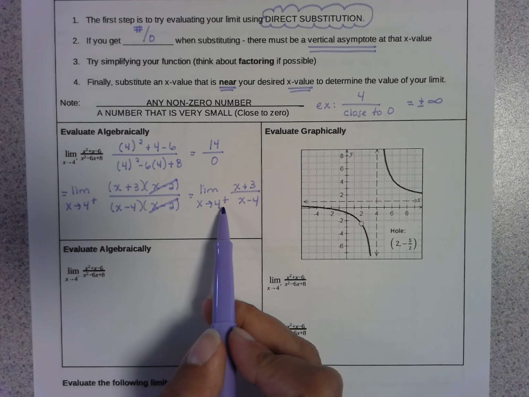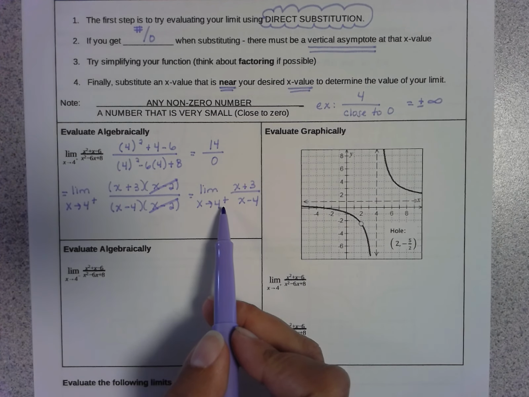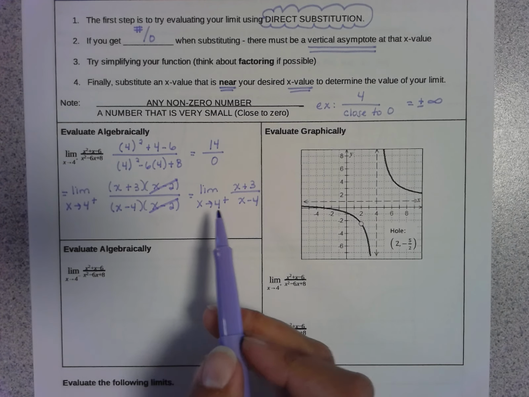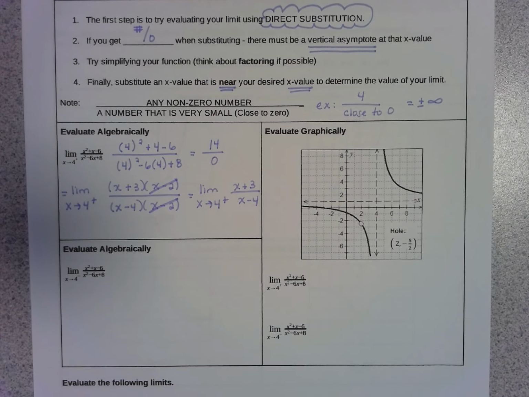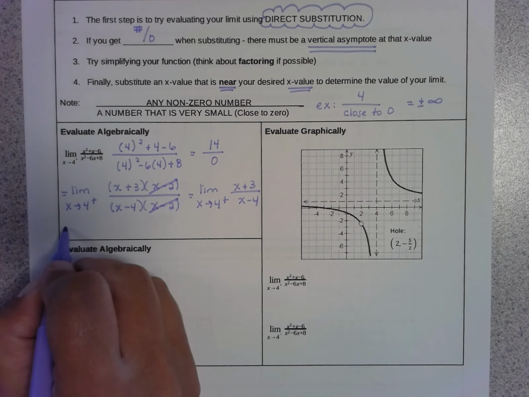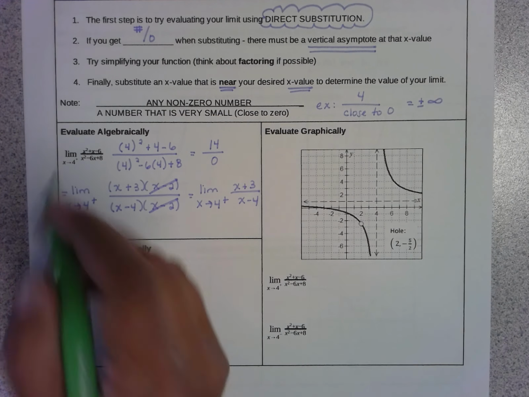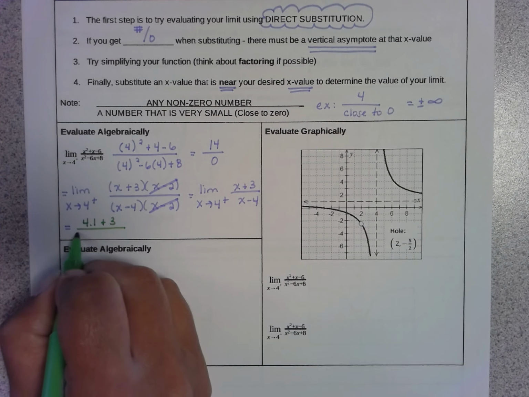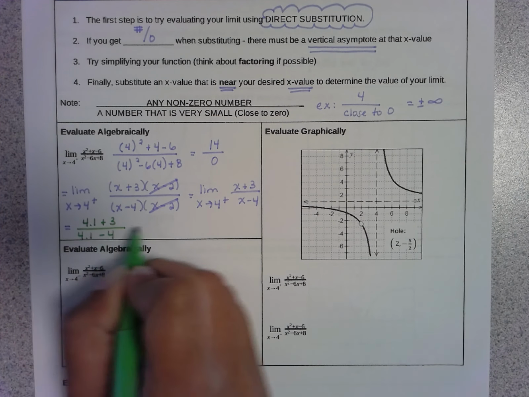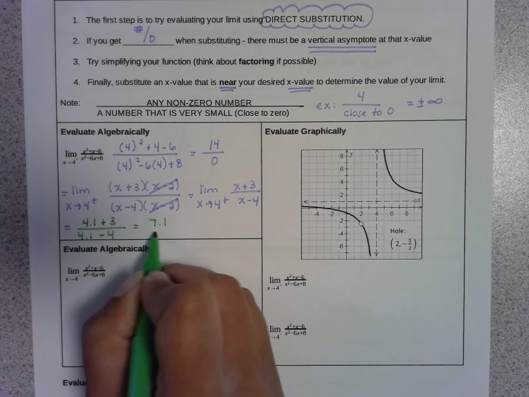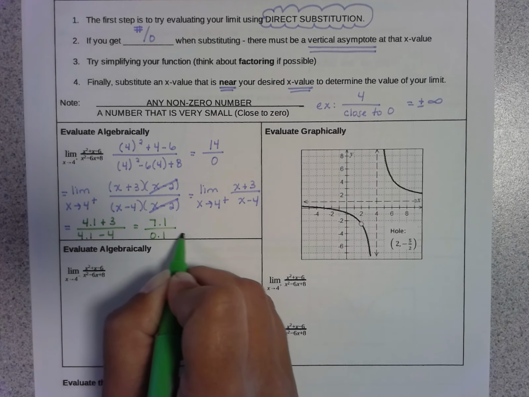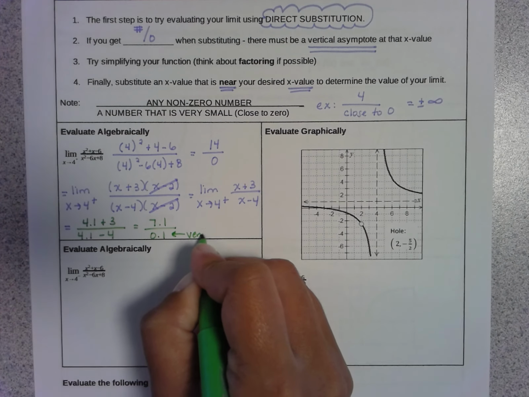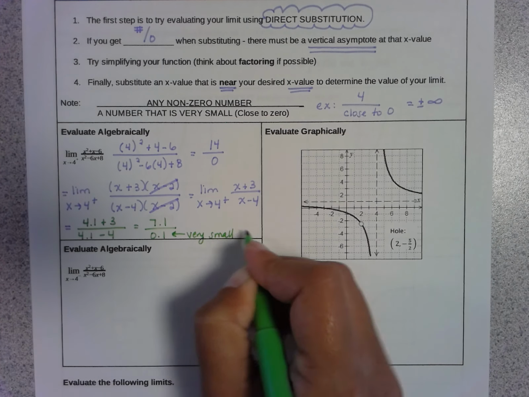Now, if we want to approach 4 from the right, then what that means is that we're going to choose a number slightly bigger than 4 and plug it in. And when I say slightly, I mean very slightly. A number that is slightly bigger than 4 would be like 4.1. So if I were to plug in the number 4.1, I'm going to have 4.1 plus 3 divided by 4.1 minus 4, which gives me 7.1 divided by 0.1, where this is a very small number.